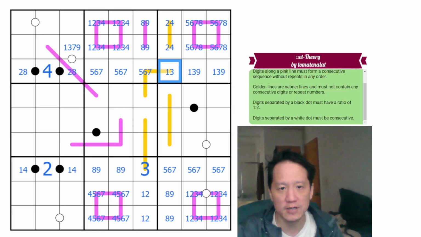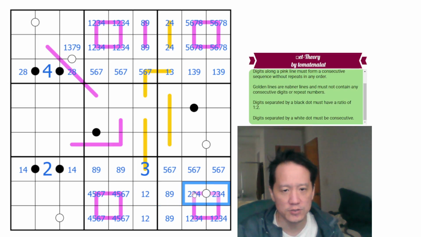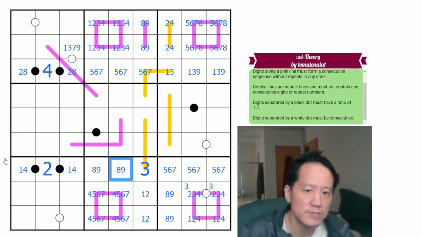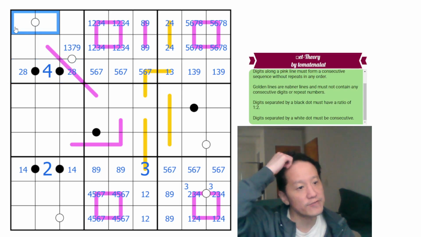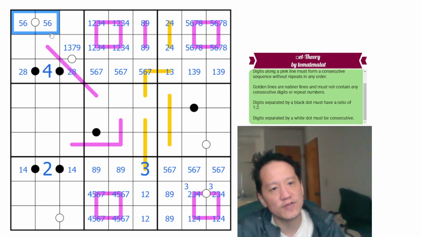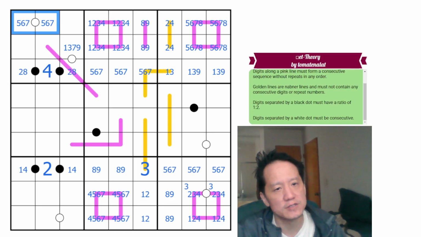This can't be 9. These must be consecutive, but it cannot be 1 and 2, so this cannot be 1. So this specifically has to be 3 with 2 or 4. So this can't be 3 because these are consecutive. So this, again, cannot be 1, 2, 2, 3, 3, 4, or 4, 5. It has to be 5, 6, or 6, 7. Either way, the 6 has to be here.